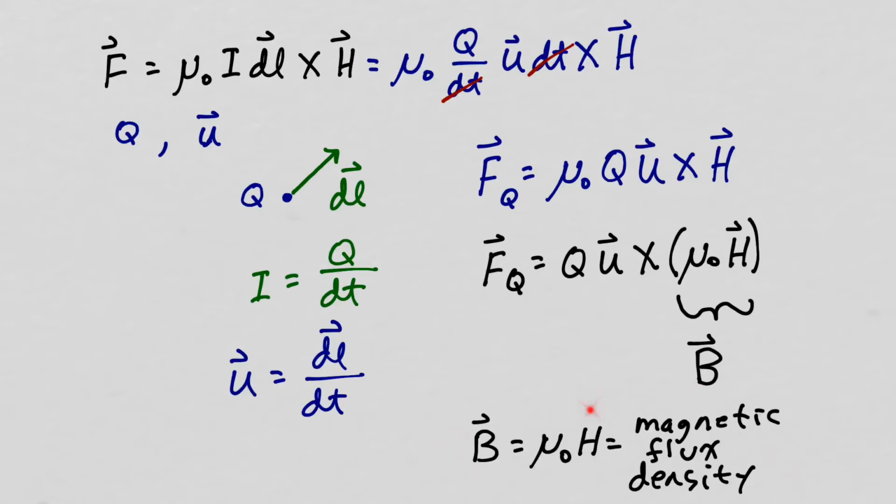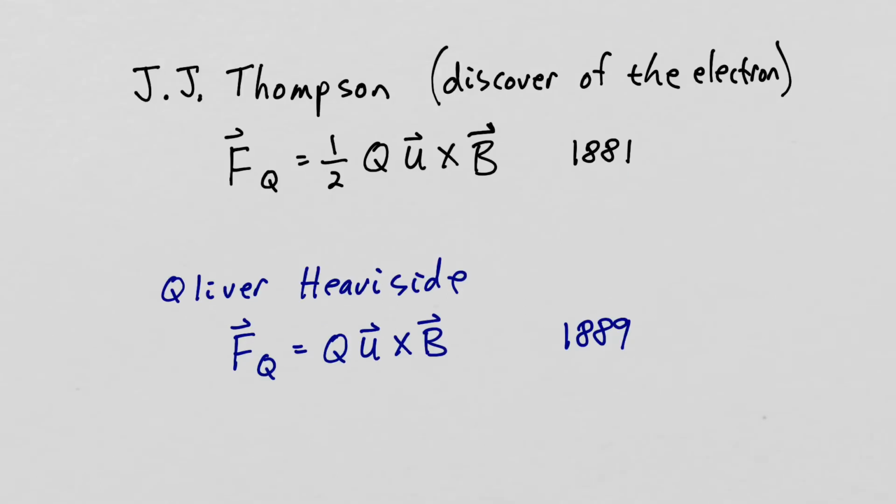So with this identification, we can rewrite the force on a charge Q moving in a magnetic flux density field as QU cross B. In 1881, J.J. Thomson, who was the discoverer of the electron, published an equation for the force on a charge Q moving with the velocity U in a magnetic flux density field, but he got the equation wrong. Oliver Heaviside published the correct equation in 1889.